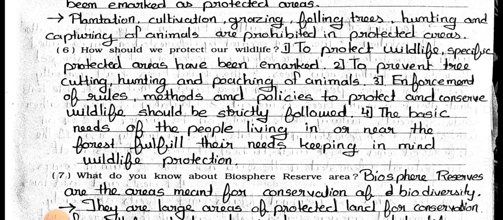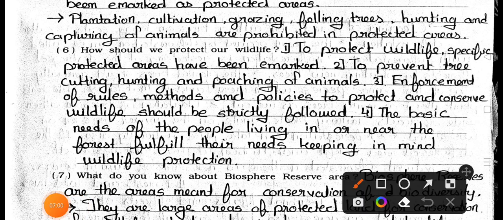Question number 6. How should we protect our wildlife? Answer is, to protect wildlife, specific protected areas have been earmarked to prevent tree cutting, hunting and poaching of animals. Enforcement of rules, methods and policies to protect and conserve wildlife should be done, and people living in or near the forest should fulfill their needs keeping wildlife in mind.